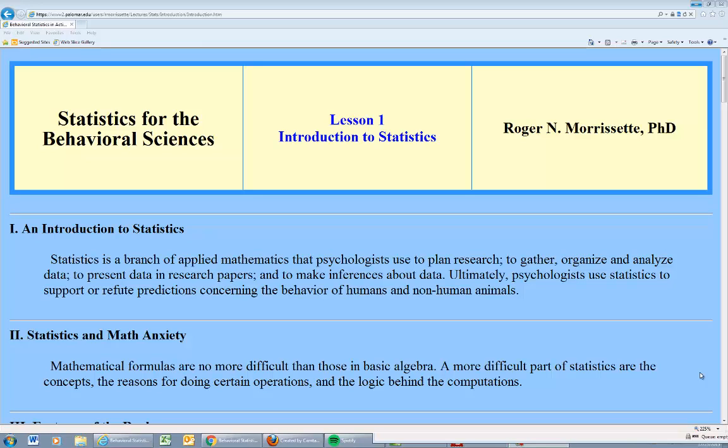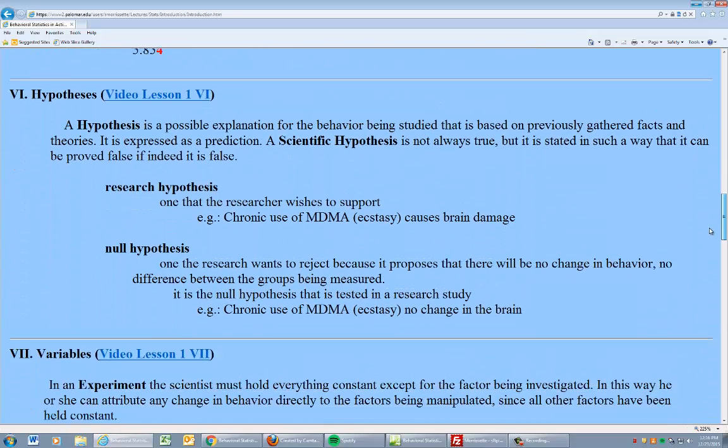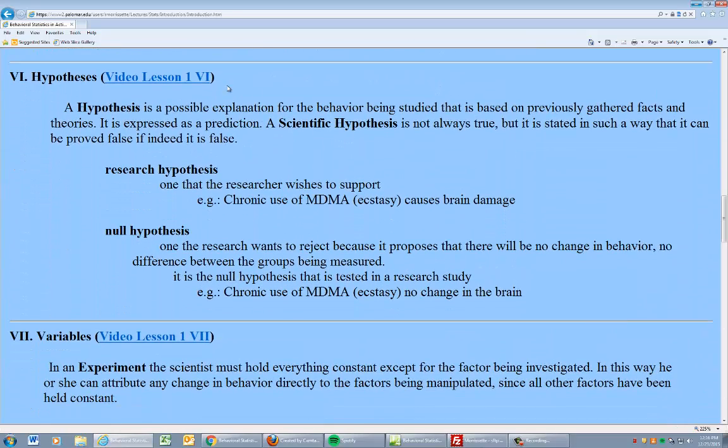Let's talk about hypotheses. Hypotheses are something you talked about as early as the third grade. Maybe you learned about them, you remember the phrase that they were called an educated guess. Well, that's about right for third grade, but now we're in college and we're talking like scientists. So let's scroll down to the section on hypotheses, section 6, there it is right there.